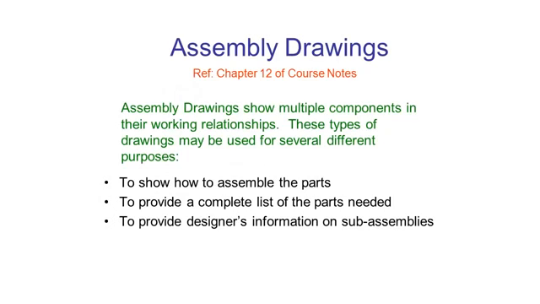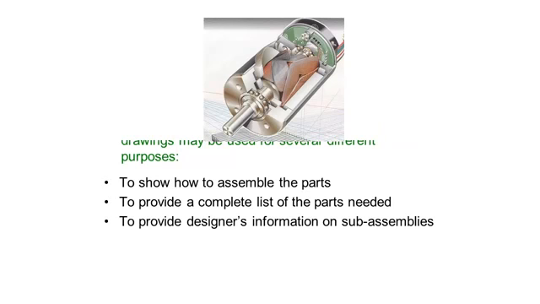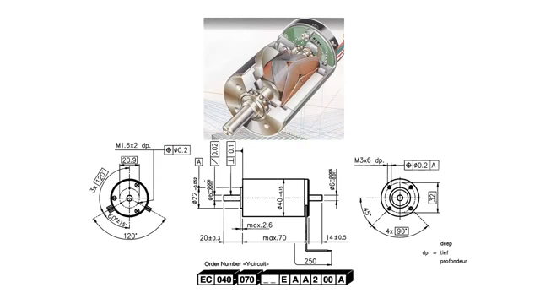So the next thing is sometimes assembly drawings are used to provide designers with information on assemblies. So take for instance a catalogue that is showing an electric motor. So you might see something like this in the catalogue. It's an assembly drawing because it's got lots of different parts put together in one, but as you can see it's got dimensions on it.